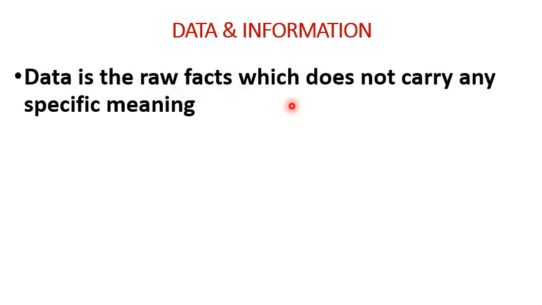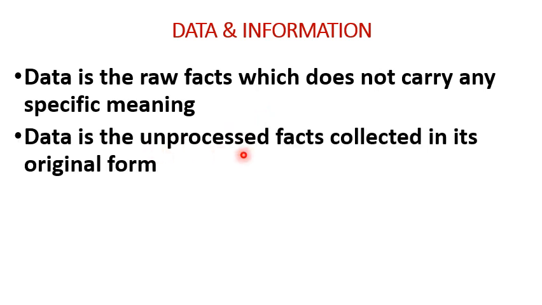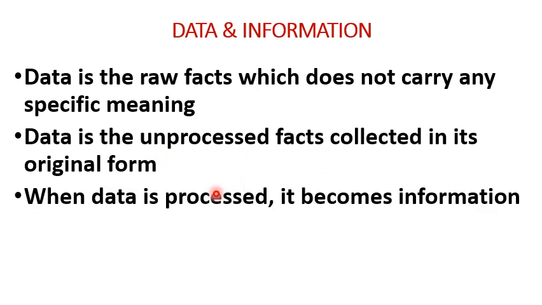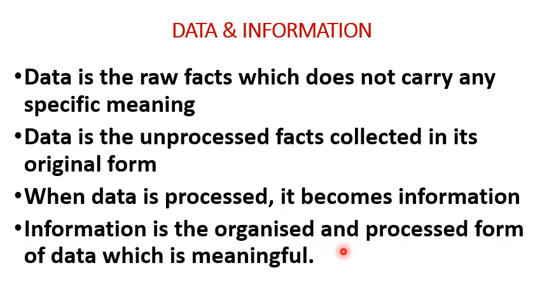Data is the raw facts which does not carry any specific meaning. Data is the unprocessed facts collected in its original form. When data is processed, it becomes information. Information is the organized and processed form of data which is meaningful.